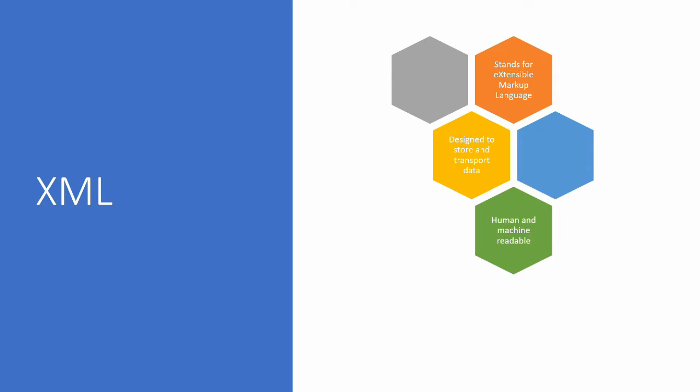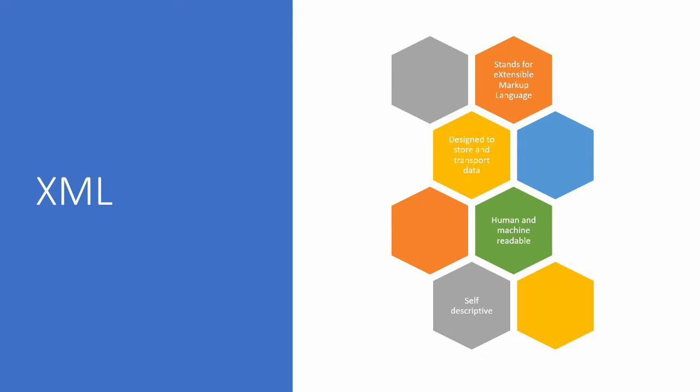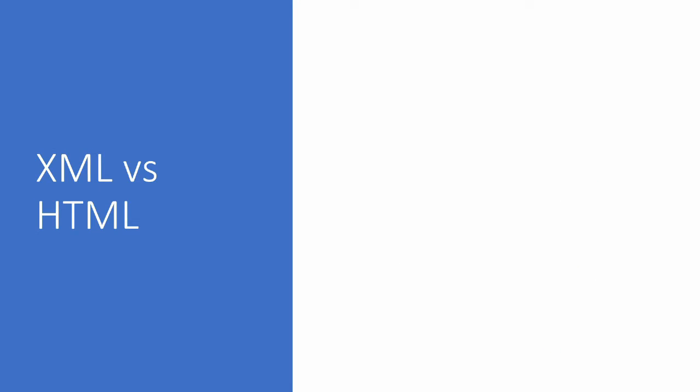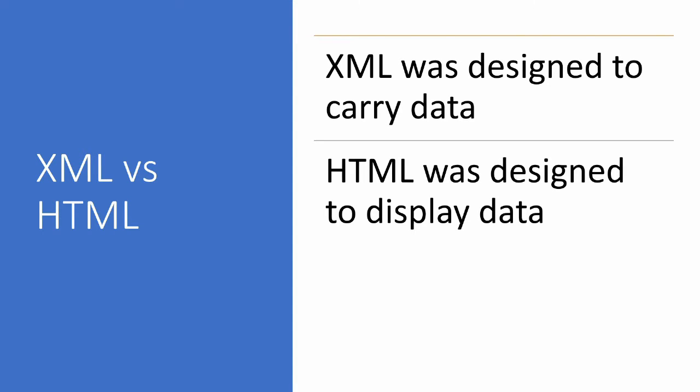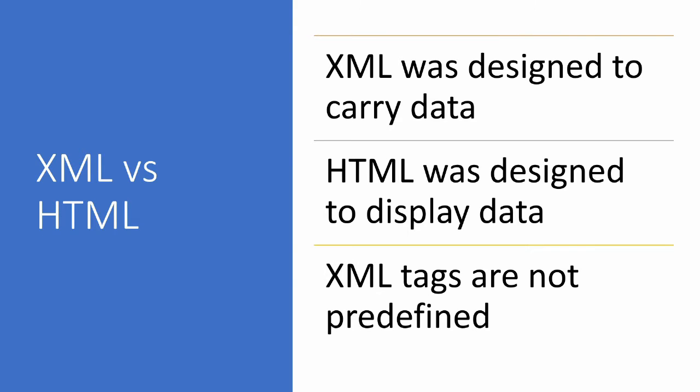It's human and machine readable, which means that looking at it, you know what it does, but a computer also can figure out what's happening. And it's self-descriptive, which is partly why it's human and machine readable. So XML has lots of similarities to HTML, but there are some differences. XML was designed to carry data, whereas HTML is all about the presentation. And XML doesn't have any predefined tags, you just make them up, which I guess means that they're all correct.